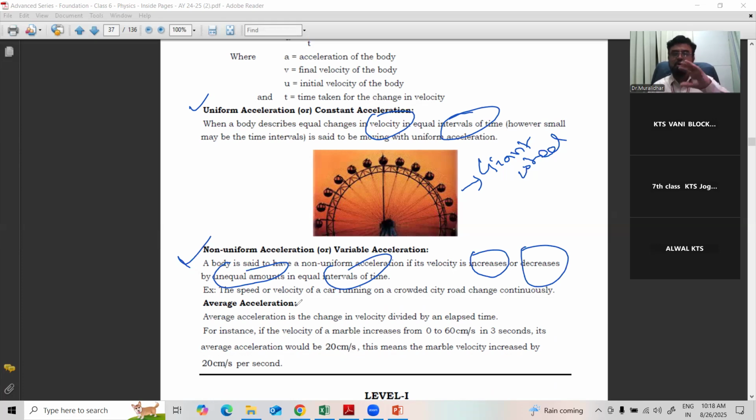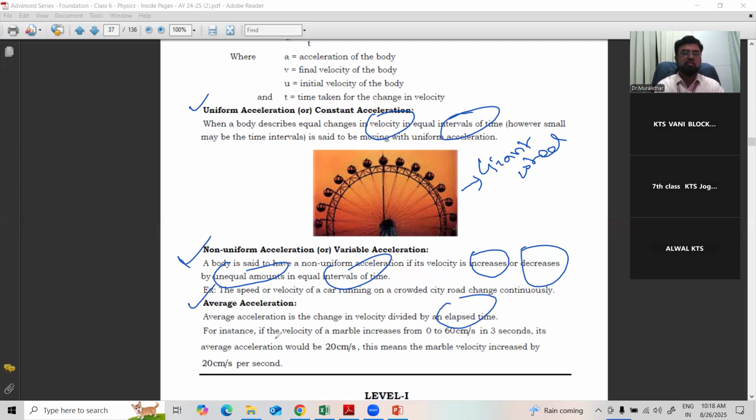Variable, because acceleration is varying. There is a change in velocity. Sometimes it is increasing, sometimes it is decreasing, neither constantly increasing nor constantly decreasing. That is called non-uniform acceleration. Then average acceleration: average acceleration is the change in velocity divided by elapsed time.